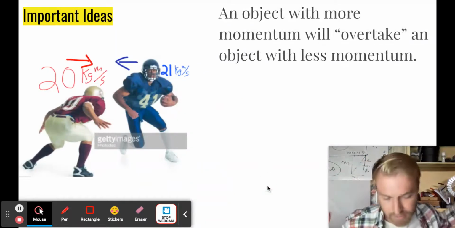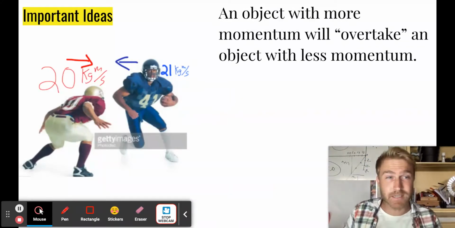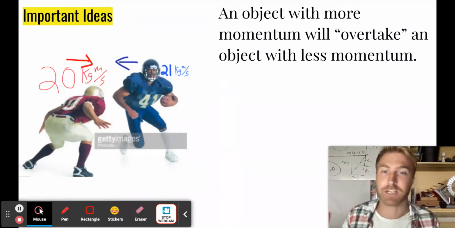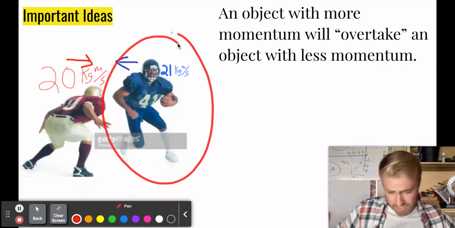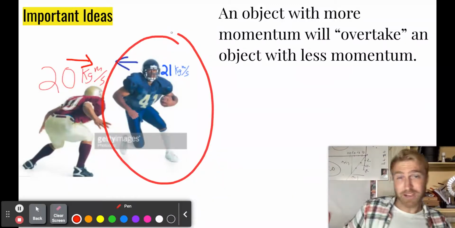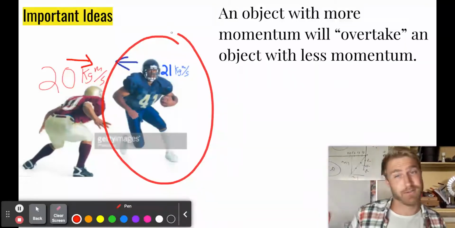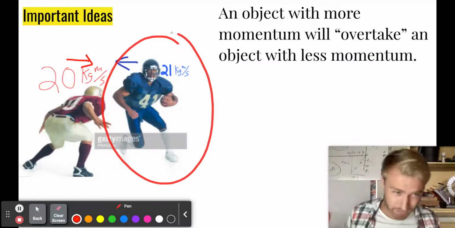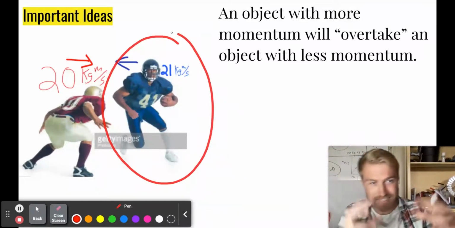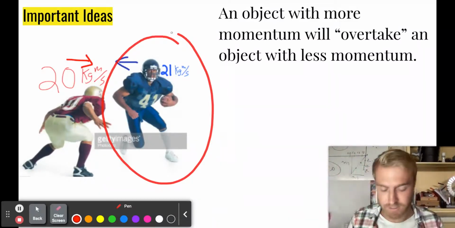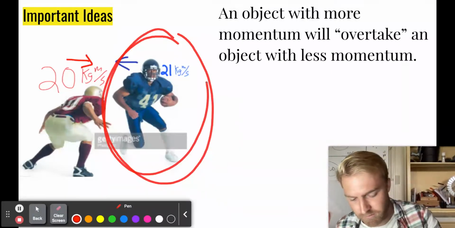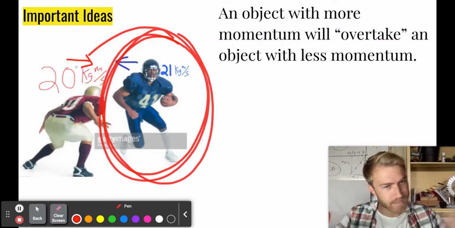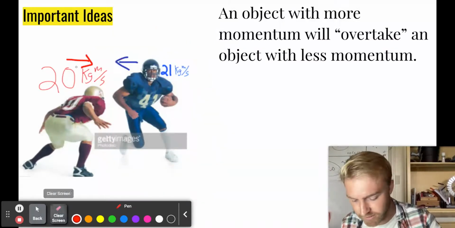Lastly, an object with more momentum will overtake an object with less momentum. We have these two football players, and this guy, the blue football player, has 21 kilograms meters per second, whereas the red football player only has 20 kilograms meters per second. If they collide and we're going to neglect outside forces, they're going to end up moving to the left because we have more momentum on this side. And that's it. That's momentum, and that's how to calculate it. You got it.